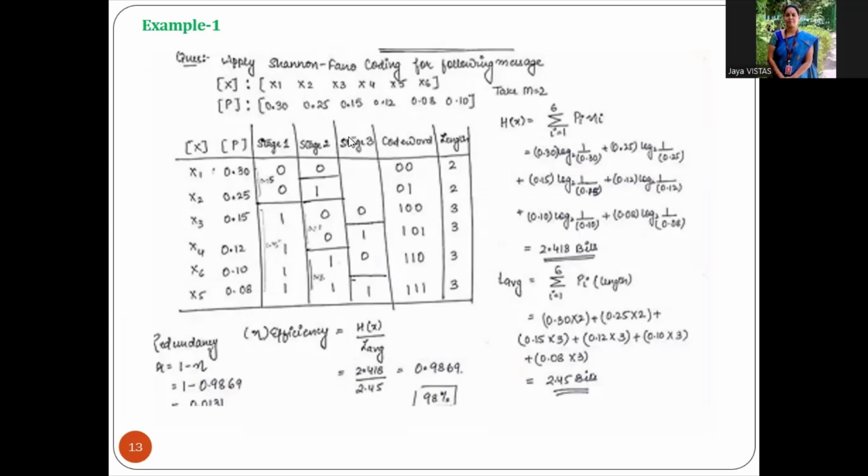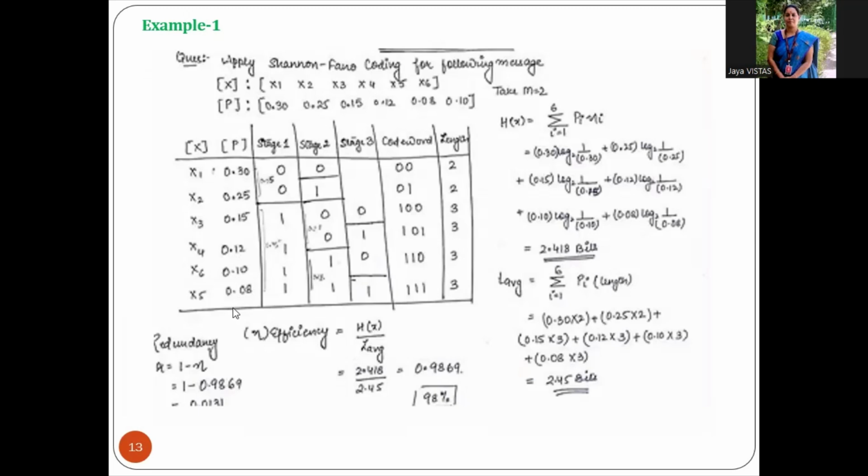Totally 6 symbols. We can arrange these symbols with their probabilities in decreasing order. So the first step is arranging the probabilities in decreasing order. The highest one is 0.3, then 0.25, then 0.15, then 0.12, then 0.10, and the last one is 0.08. The first step is over. Then move to the second step.